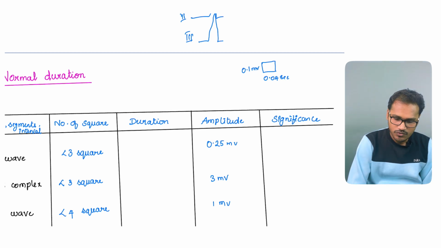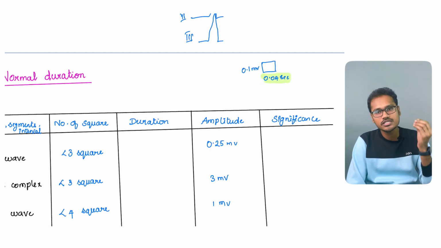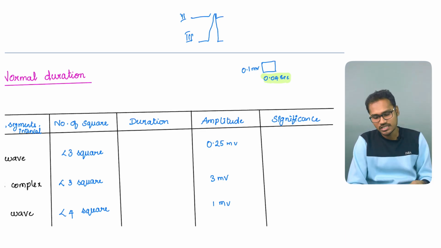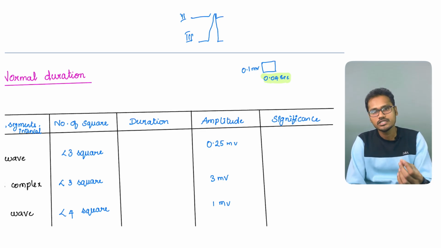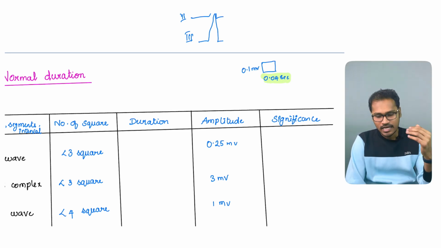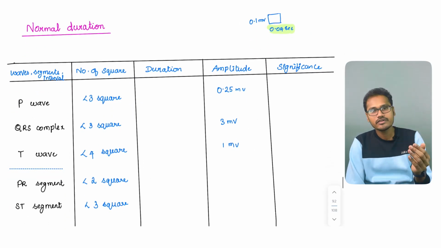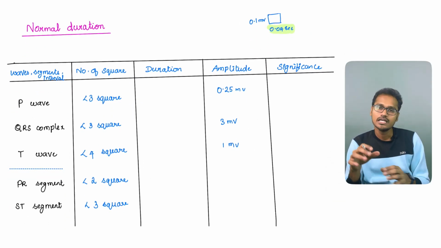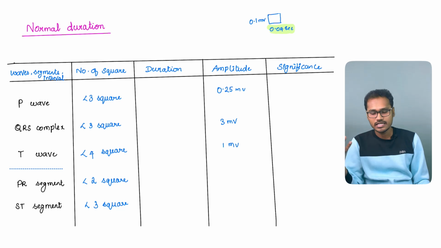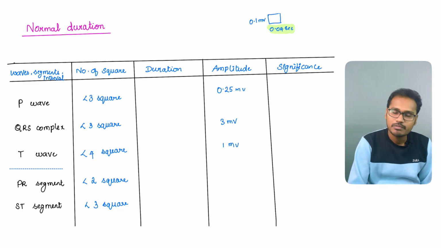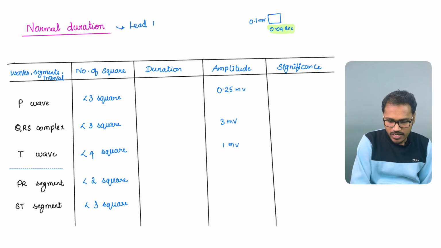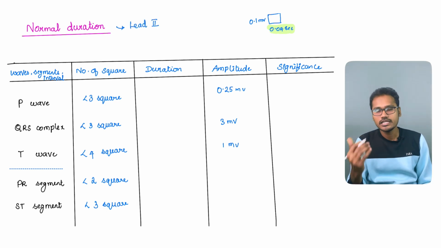What is the advantage of knowing this is, if I know a particular wave is covering one box, then its duration is 0.04 seconds. If it is covering two boxes, then its duration is 0.08 seconds. Like that, I can easily multiply and understand its normal duration. And in most of the recordings, the wave amplitude and duration will be different in different leads of the ECG, because they are looking at the heart from a different angle, which we have already seen. But again, most of the parameters we will assess in which lead? We will be assessing in lead 2. So these values which I am giving here are also based on the lead 2 recording.